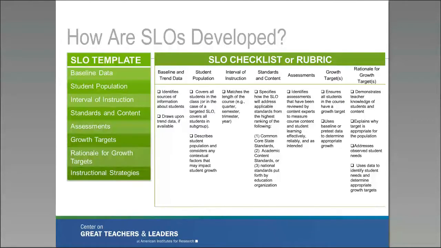In general terms, although it does vary state to state, the templates or the checklists include a number of different sections, including student baseline data. So at a teacher level, this might be some pre-assessment data, or it may be data about the student population, such as free and reduced lunch levels. Any students with IEPs are generally noted. Student population, which again goes into the number of students that will be covered by a student learning objective, whether it's one class that a teacher teaches, or maybe all sections of one course that a teacher teaches.